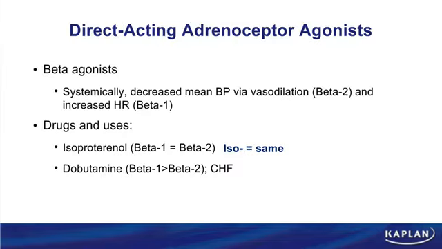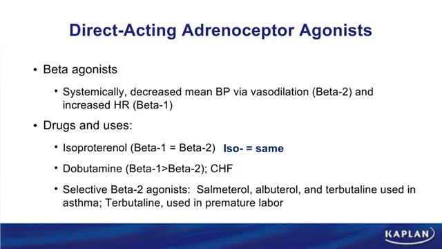We also have selective beta-2 agonists. Albuterol is our prototype, but other drugs like salmeterol or terbutaline can be used in asthma and perhaps also in COPD. The drug terbutaline we see used in premature labor, taking advantage of stimulating beta-2s, relaxing the uterus.